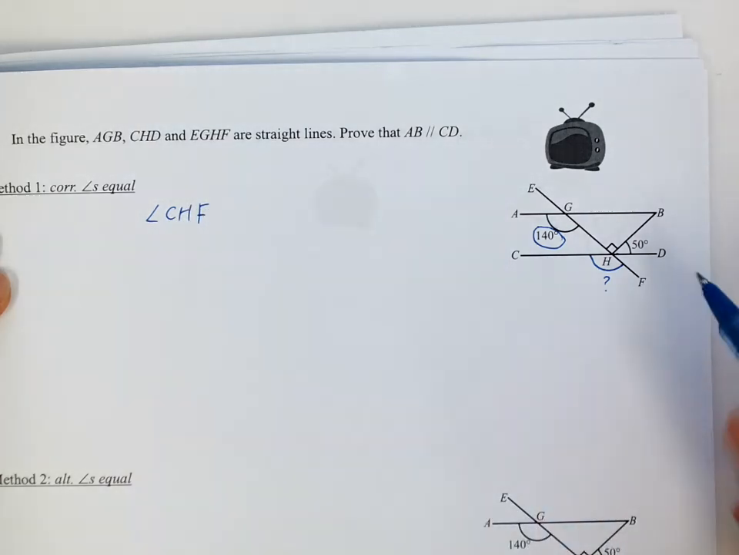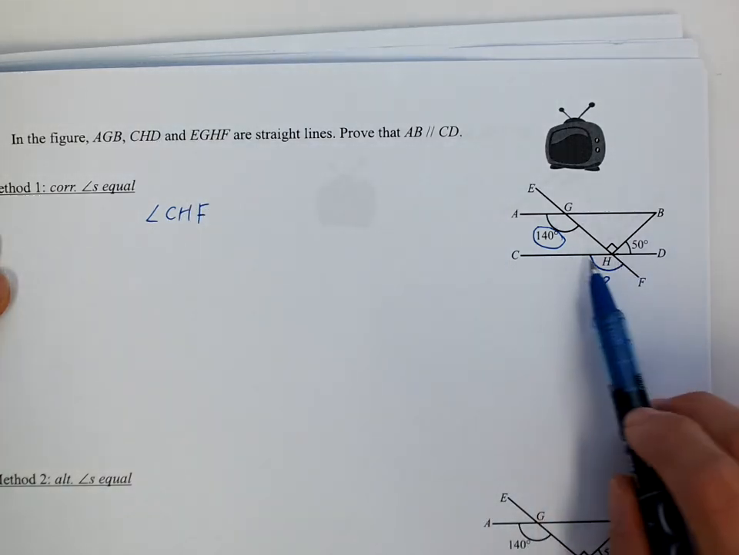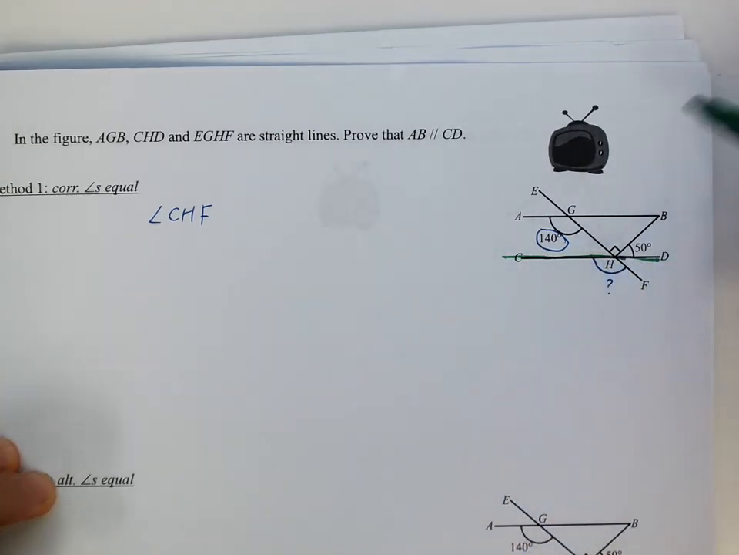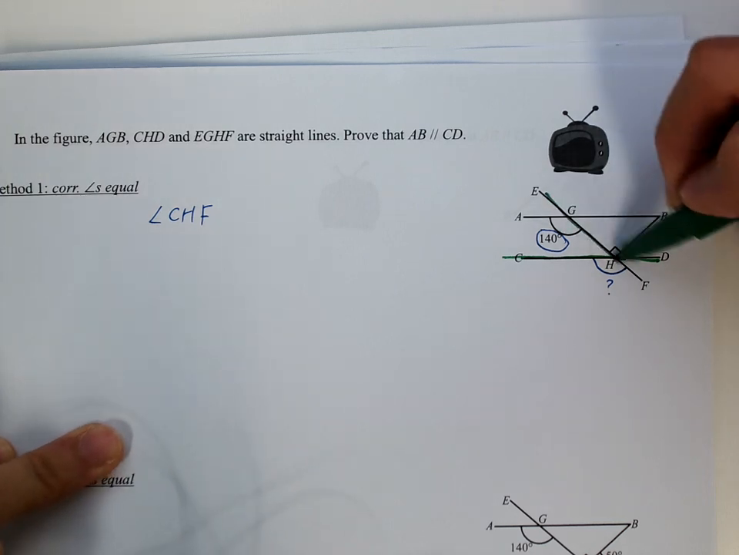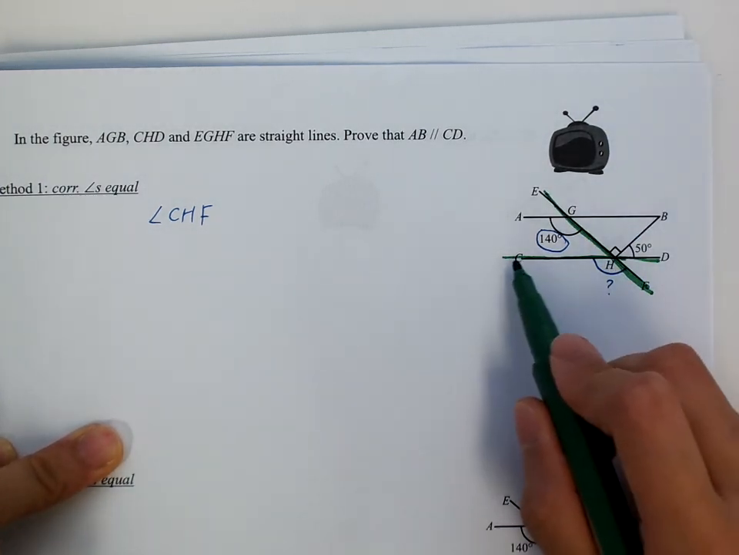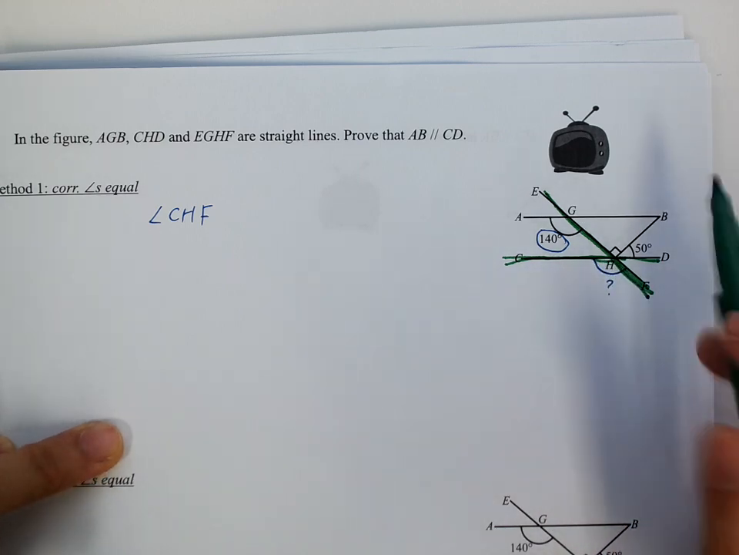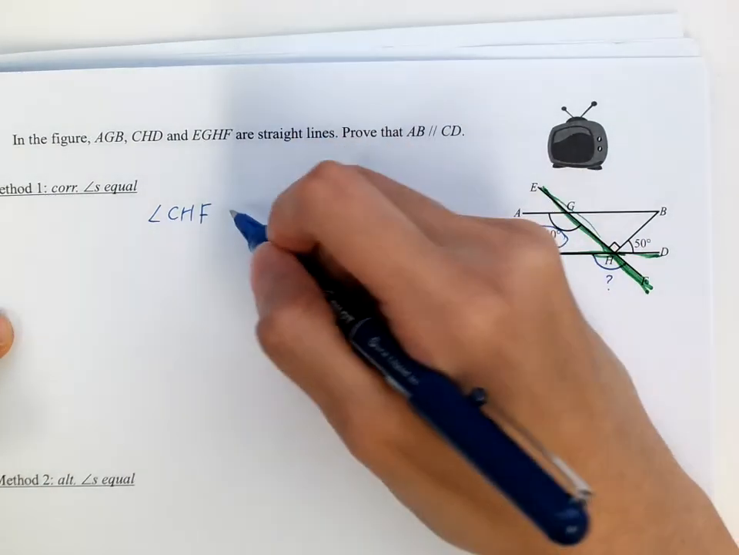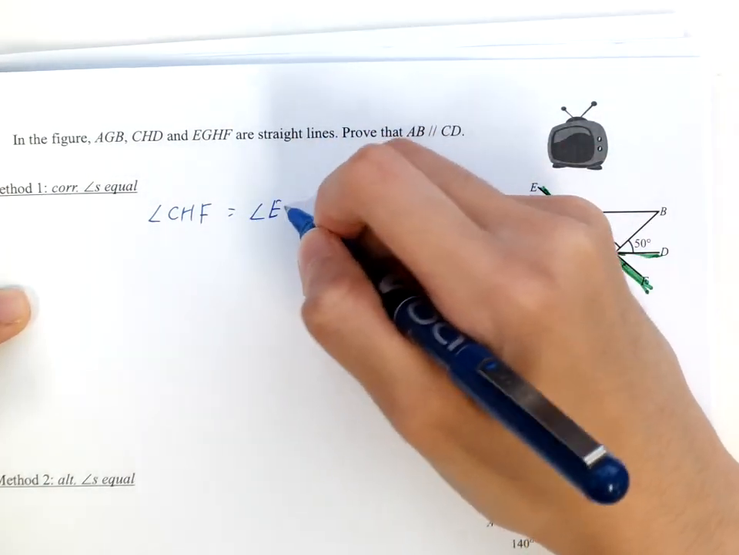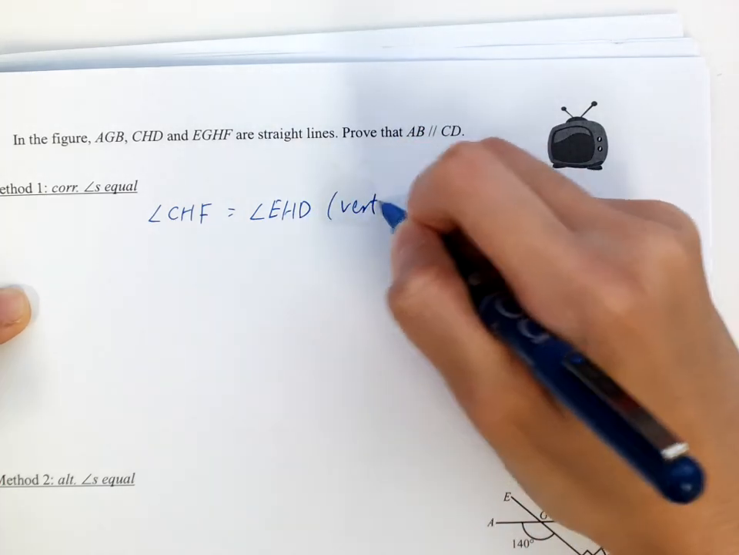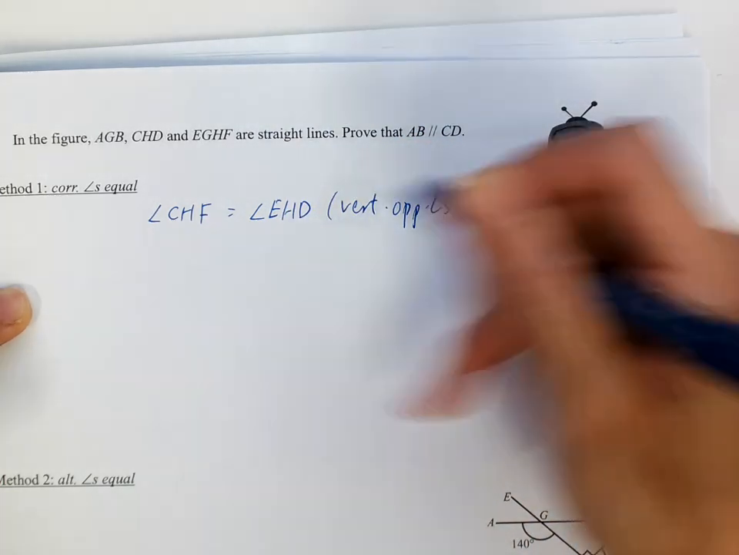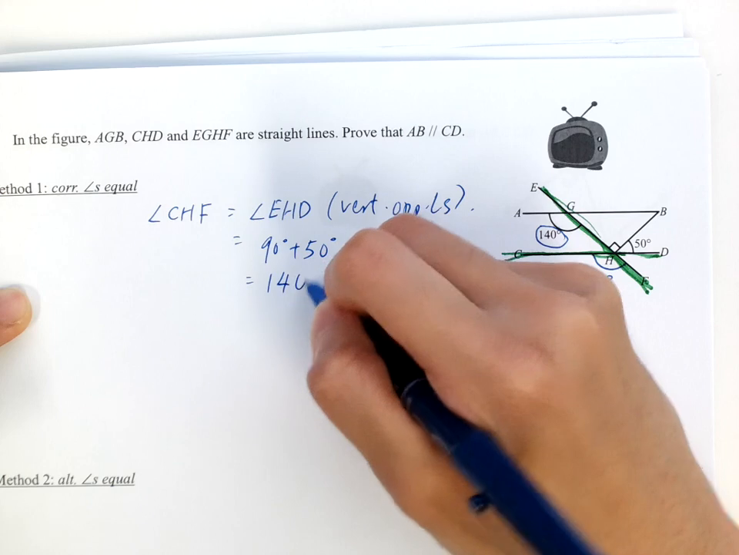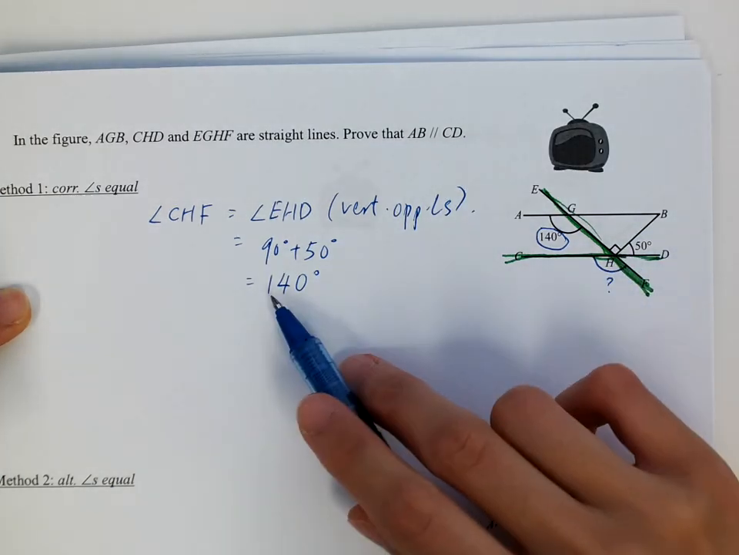So how do we find the angle CHF? Okay, that's great. You can see for the angle CHF, if you consider the cross in this way, the angle CHF actually is the same as angle EHD. So write down EHD, vertically opposite angles. And angle EHD actually is 90 plus 50. 90 plus 50, therefore we have 140.